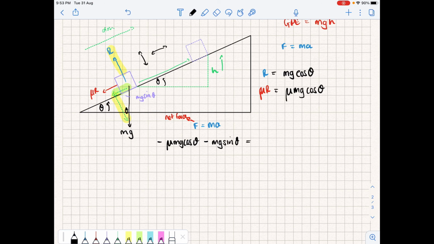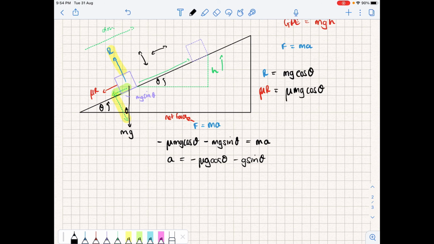These must be equal to mass times acceleration. The mass of the object is m, and the acceleration is the thing that we're trying to work out. Every term includes an m, and so we can just divide through by m, and that finally gives us our acceleration as negative mu g cos theta minus g sine theta. Now we have our acceleration.